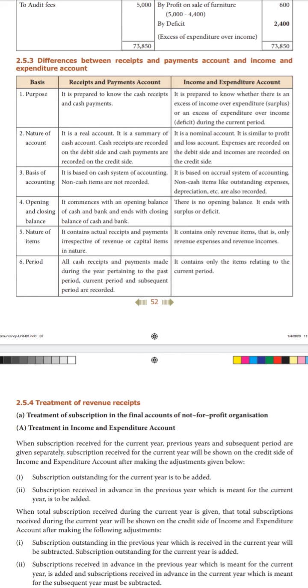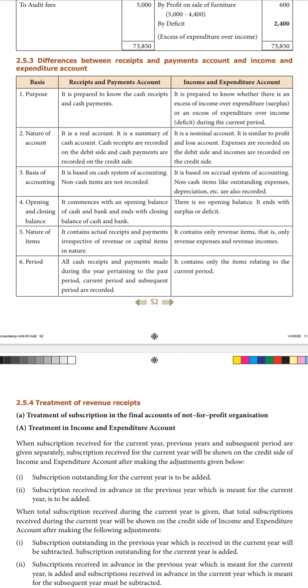Okay. Fifth one is the nature of items, that is what are the accounts that will appear in the receipt and payment account. We will write all the items related to the revenue and capital, that is it can be revenue receipts or revenue payments. The same way it can be capital receipts or capital payments.